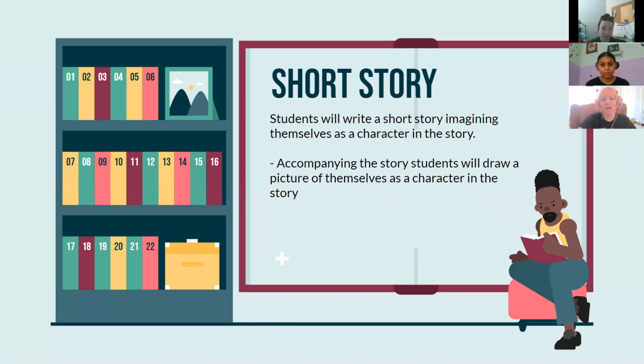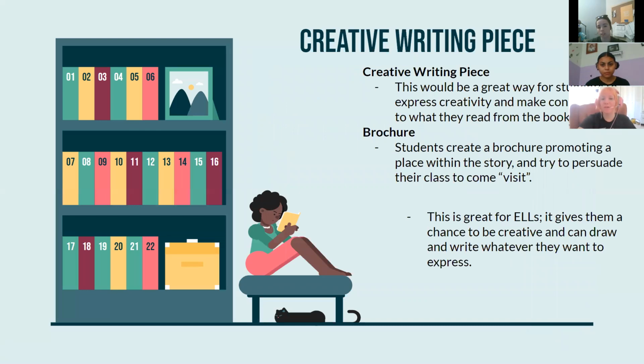Yeah, so moving on. Next would be a creative writing piece. So the creative writing piece would be a great way for students to express creativity and make connections to what they read from the book. It could be in the form of a brochure. Students could create a brochure promoting a place within the story and try to persuade their class to come and visit. This is great for ELLs because it gives them a chance to be creative and can draw and write whatever they want to express. And it gives them a chance to incorporate their own culture into their classwork.